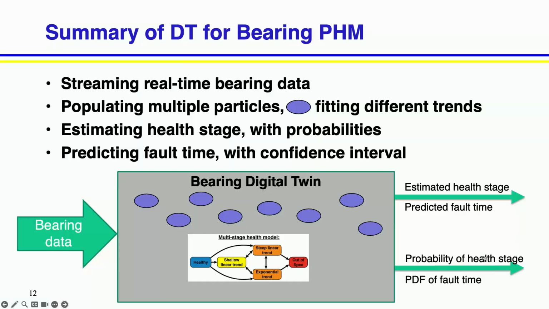So in summary, we have this streaming real-time data coming into our digital twin that's populating these different particles that are tracking different probabilities of health state. We estimate this health state with probabilities, and from that we can predict the potential fault time with some level of confidence, and that can be useful for a maintenance engineer. So that's one example of a digital twin taking real-time data and using it to make a prediction.